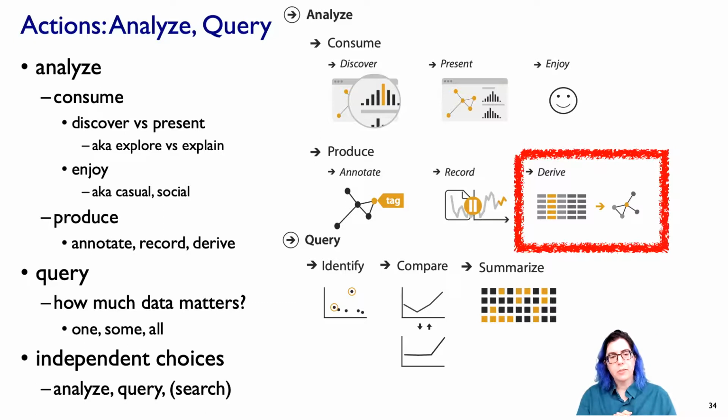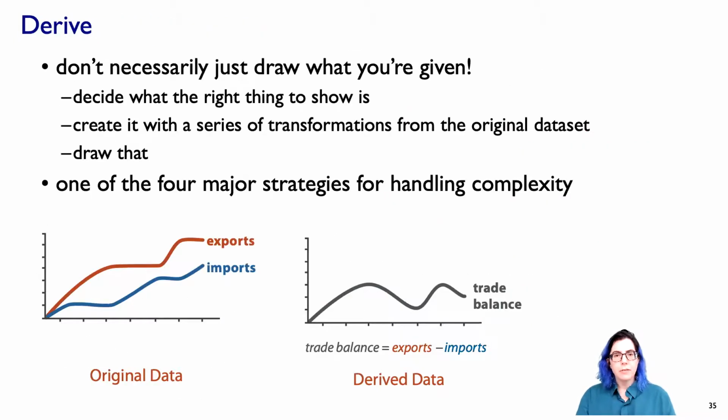Let's get back to that question of deriving. What do I mean by deriving new data? This is a really important idea. We'll be talking about it a lot. So you don't necessarily just take a data set and draw what you're given. That's the easy case. The more complex and interesting and hard cases is that you have to decide what you need to show, and you might need to do a series of transformations from what you're given to actually come up with the right things, such that if you draw that picture, you'll help the person with their analysis questions.